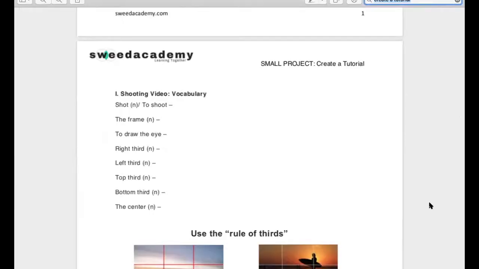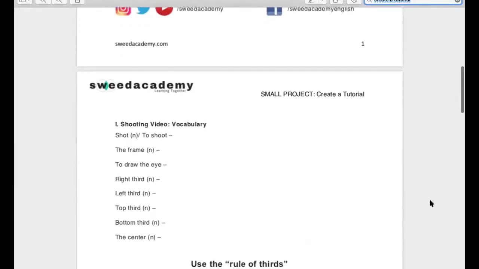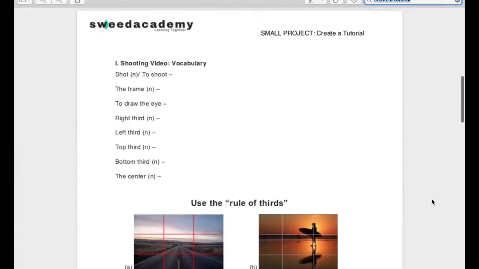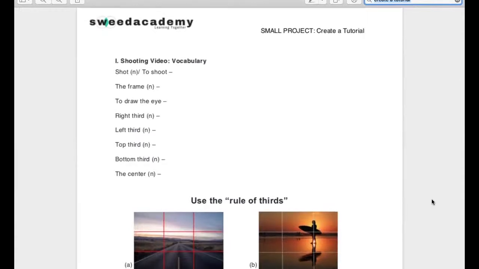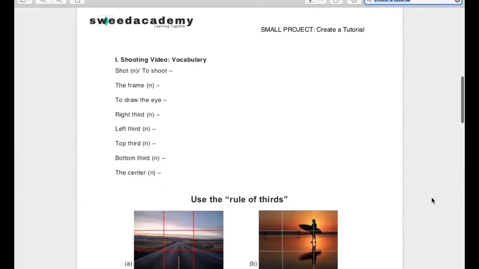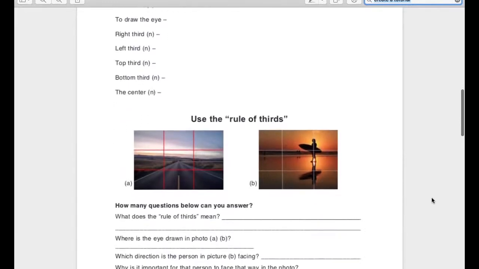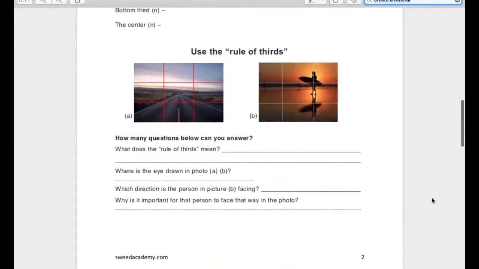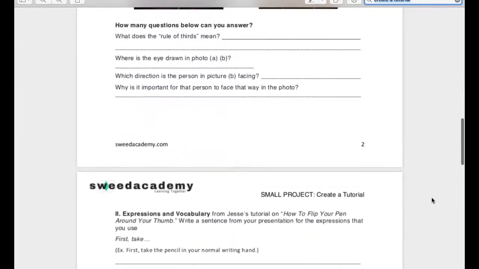And if you follow along on the worksheet that is available, the first part is on shooting a video or photography, right? Vocabulary words like a shot or to shoot. Or if something draws the eye, that's a good expression to teach. It's a good expression to know. It draws the eye. And all of these vocabulary, and then a little work to work with it, to practice. And then some basic expressions from my tutorial.